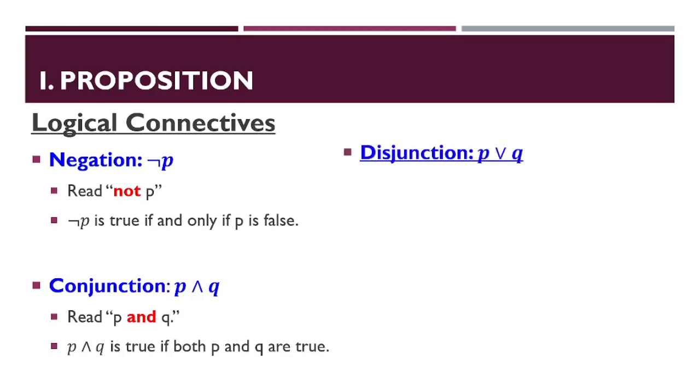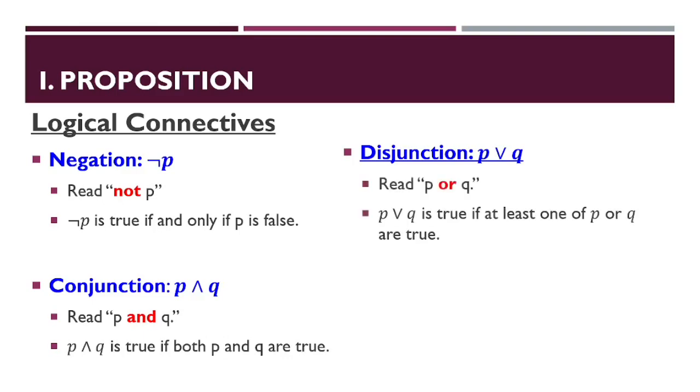Next is disjunction. This reads p or q. The disjunction p or q is true if at least one of p or q is true, meaning you have the choice, so you can always choose true.